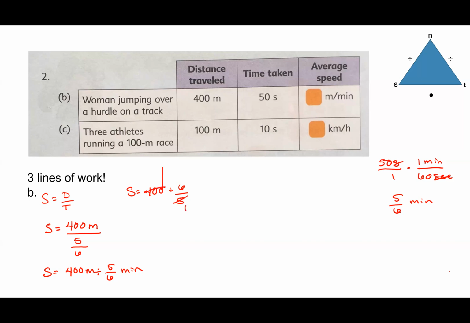Okay, so we're going to cross cancel the 5. 400 divided by 5 is going to be 80. So Jace, what does my speed equal? You got 480? That sounds good. Let's go with that. 480 what? Meters per minute. Good job.